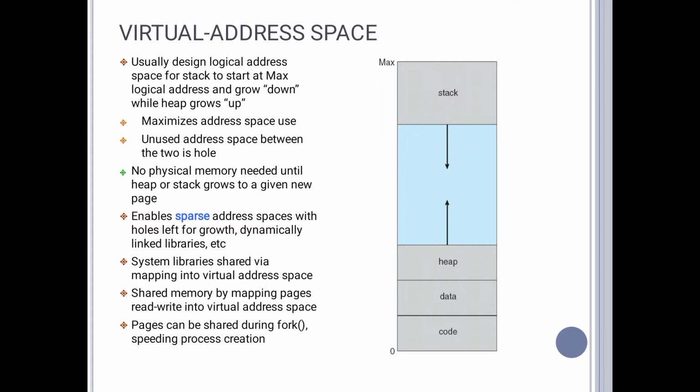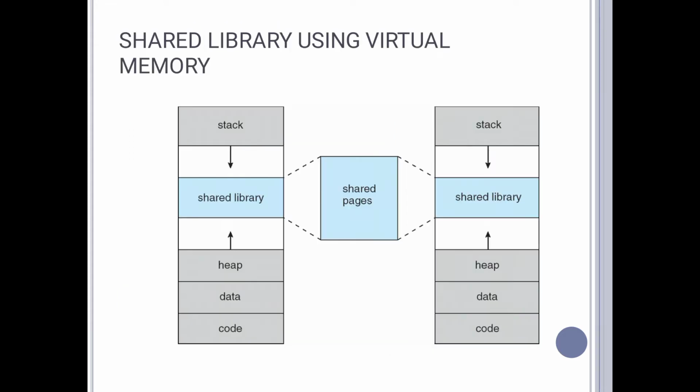So, the virtual address space leads to the following benefits. What are they? We will follow that. First, system libraries can be shared by several processes through mapping of a shared object into virtual address space. Although each process considers the shared libraries to be part of its own virtual address space, the actual pages of the libraries reside in physical memory and are shared by all the processes. Okay, so this is how it will work. This is a shared library using virtual memory.